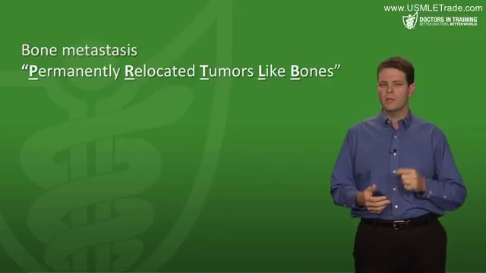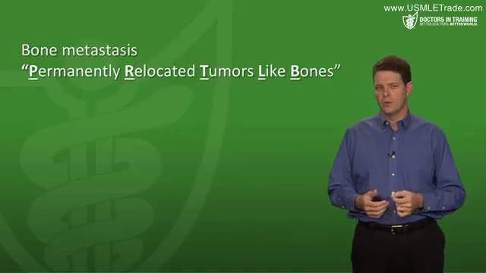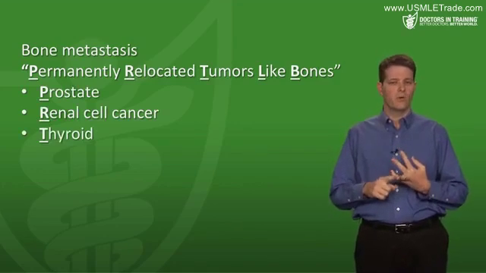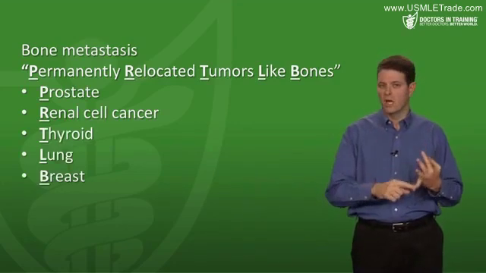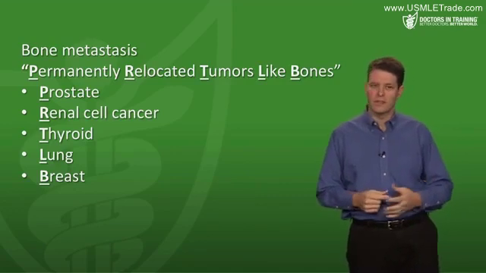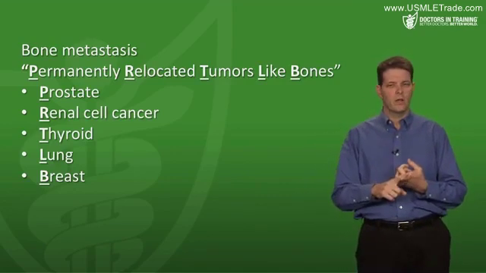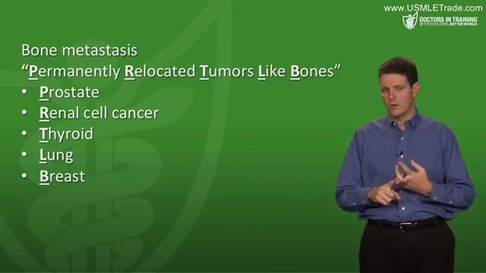And then what kinds of tumors metastasize to bone? We talked about this in rheumatology, but our mnemonic was permanently relocated tumors like bones. Prostate, renal cell cancer, the T in tumors is thyroid, and then like bones is lung and breast. Again, you see lung and breast in all these lists. Remember, there's a genitourinary association with bone mets. Prostate can go to the bone, renal cell carcinoma can go to the bone.